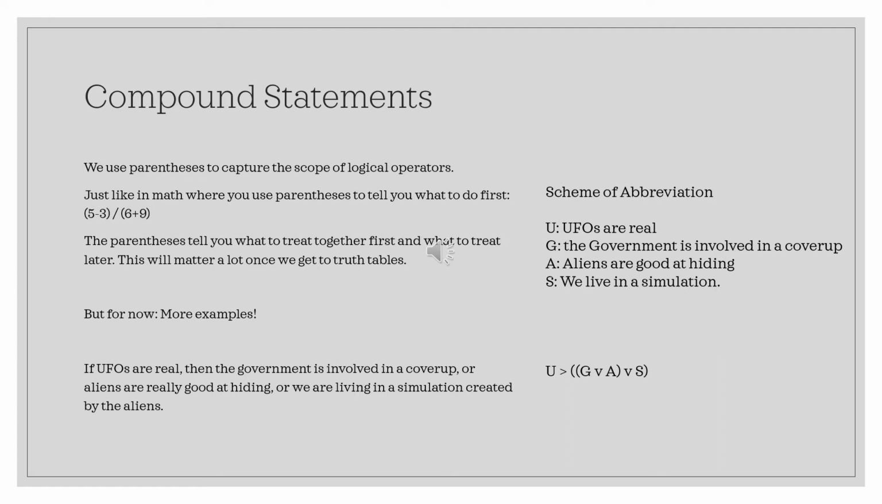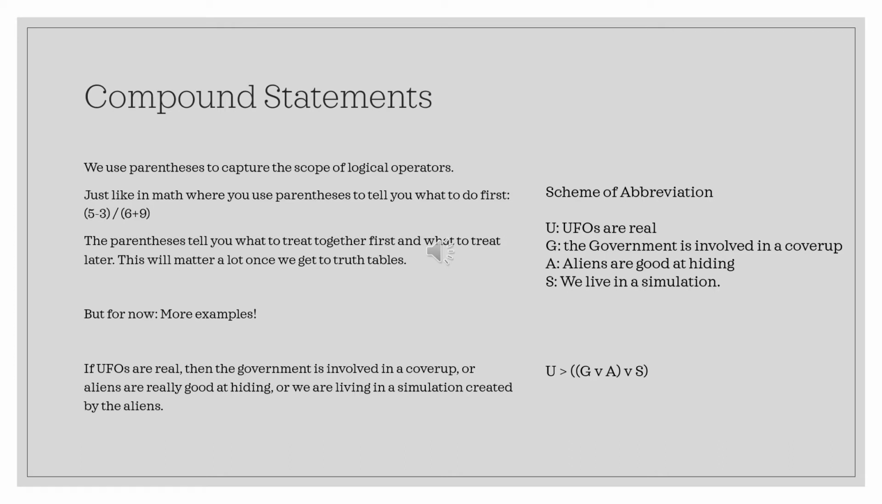So take this statement: if UFOs are real, then the government is involved in a cover-up, or aliens are really good at hiding, or we are living in a simulation created by aliens. Now, taking this long sentence, we can turn each of the sections into a sentence letter using the scheme of abbreviation. So we've got U for UFOs are real, G for the government is involved in a cover-up, A for aliens are good at hiding, and S for we live in a simulation.